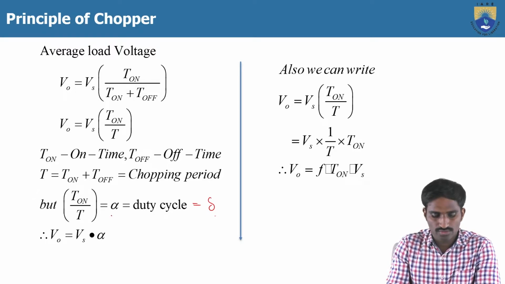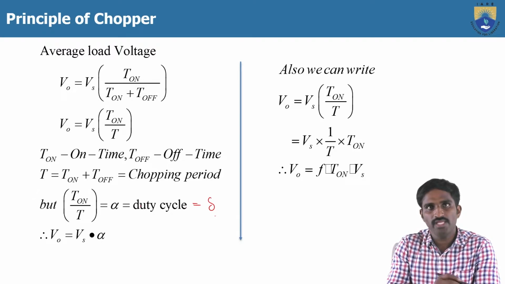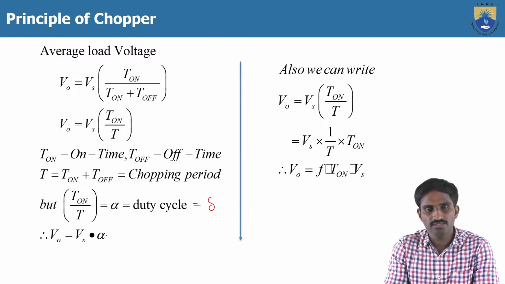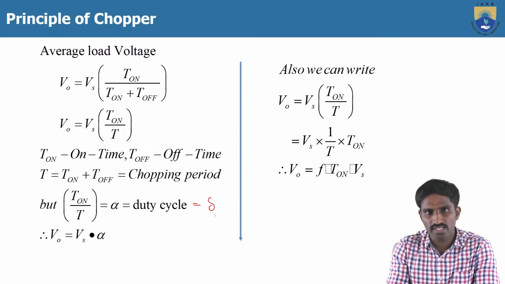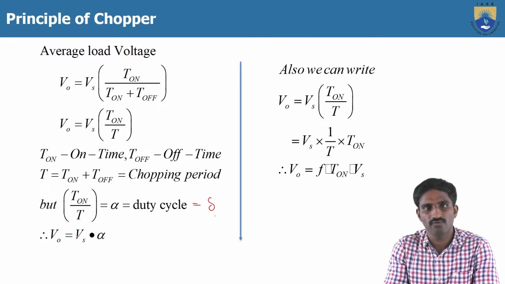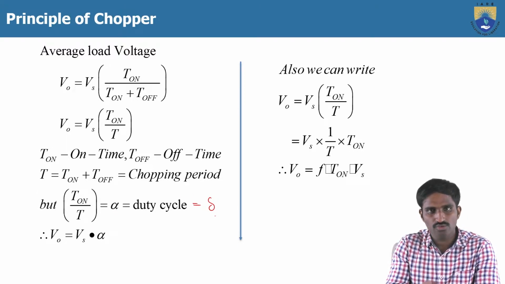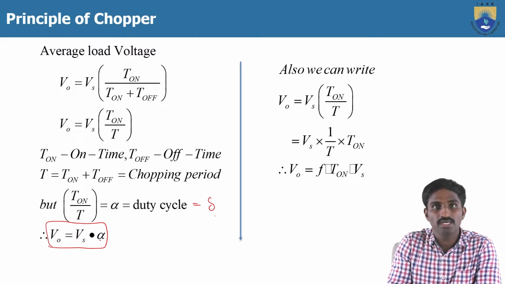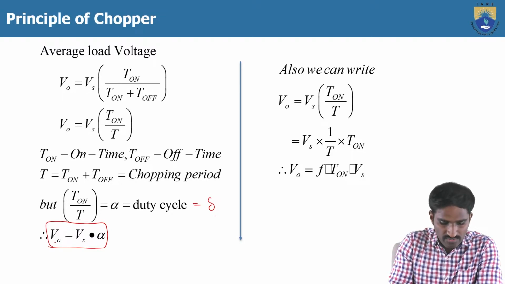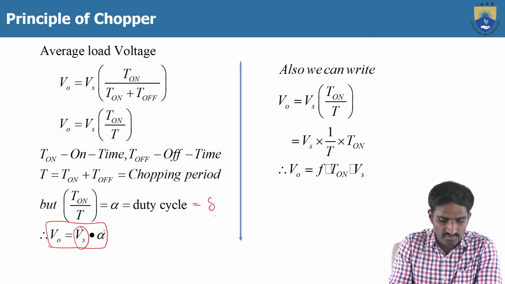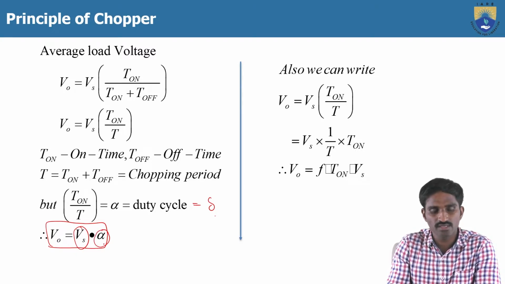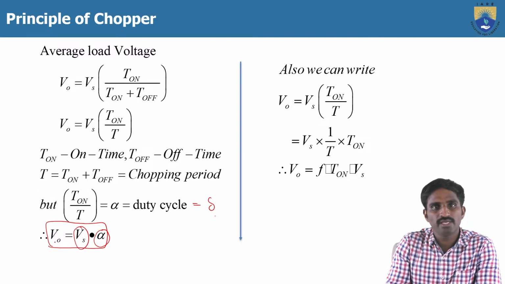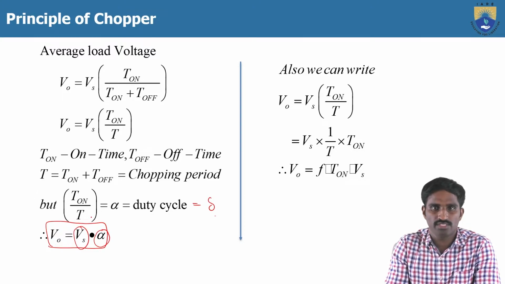To avoid the confusion between the firing angle and this duty cycle: as we discussed in the rectifiers, there the control parameter was the firing angle, which we represented with alpha, and here this is the duty cycle. Of course, this is also a control parameter, because as you can see, the output voltage V naught is equal to Vs into delta. Vs is the constant input voltage, so the only variable term is this alpha, the duty cycle. By changing this duty cycle, you can get different voltages. That is how we go from a fixed voltage to a variable voltage.